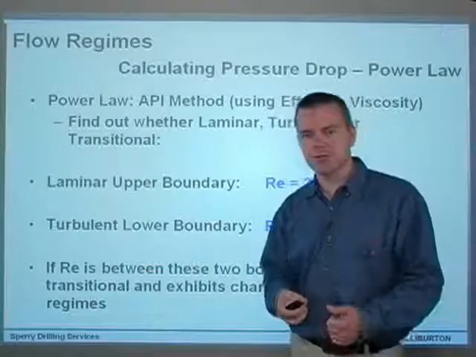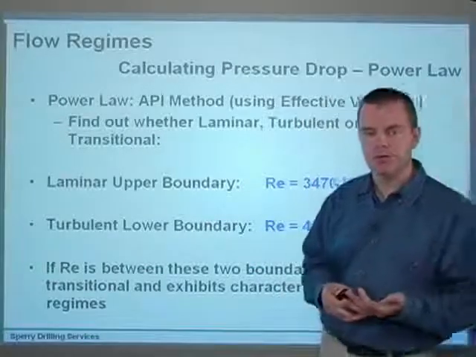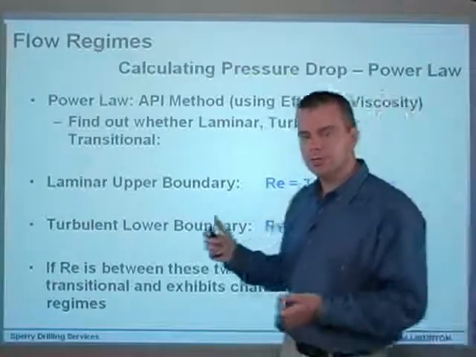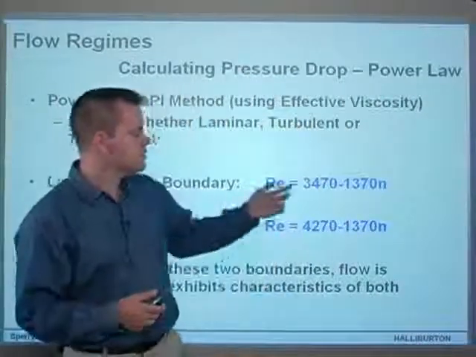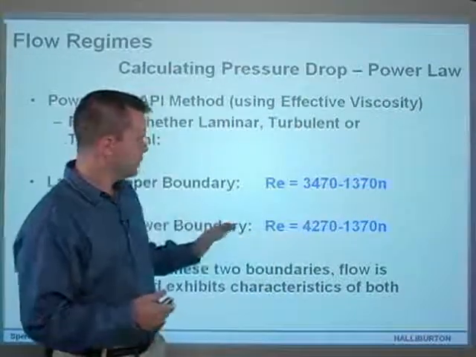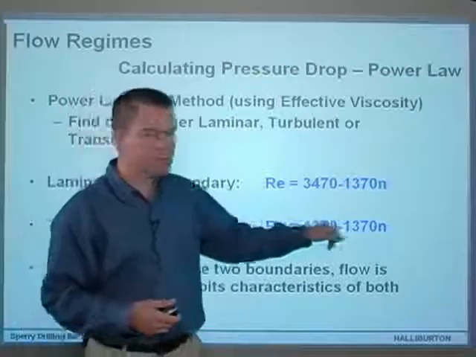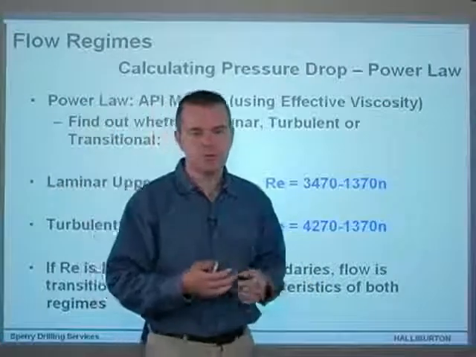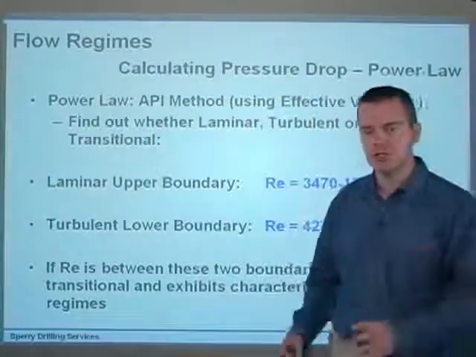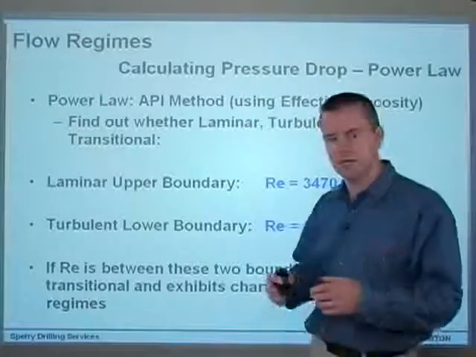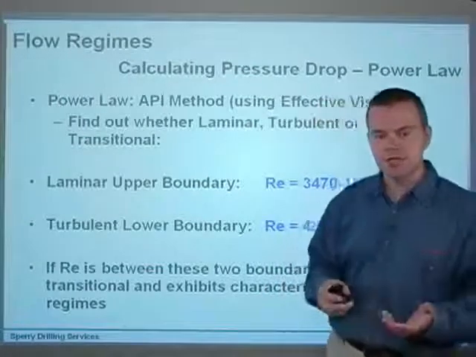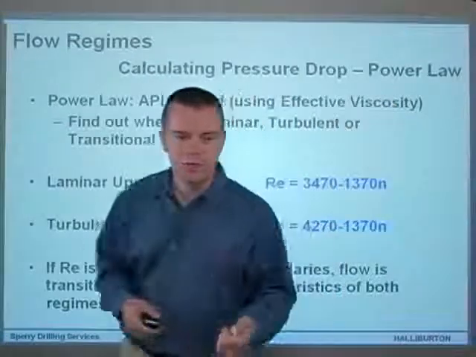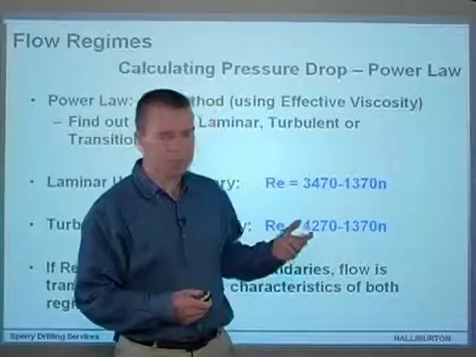Now for the critical Reynolds number, to find out whether it's laminar, turbulent, or transitional, the laminar upper boundary is 3470 minus 1370 times N. And the turbulent lower boundary is 4270 minus 1370 times N. And if the Reynolds number is between these two boundaries, the flow is transitional and it exhibits some of the characteristics of both regimes, the laminar and the turbulent. And you can see here that that N, the power law index of the fluid, determines when it transitions from laminar to turbulent flow.